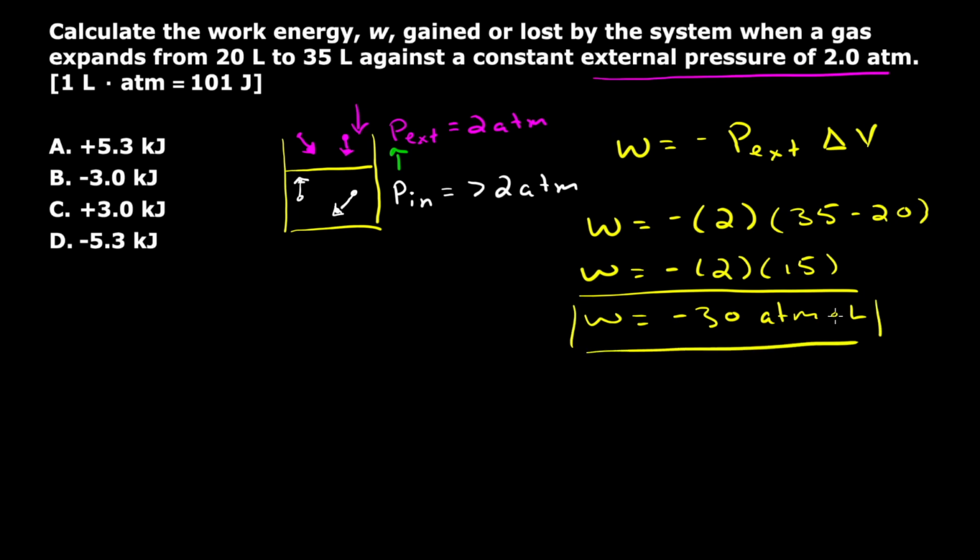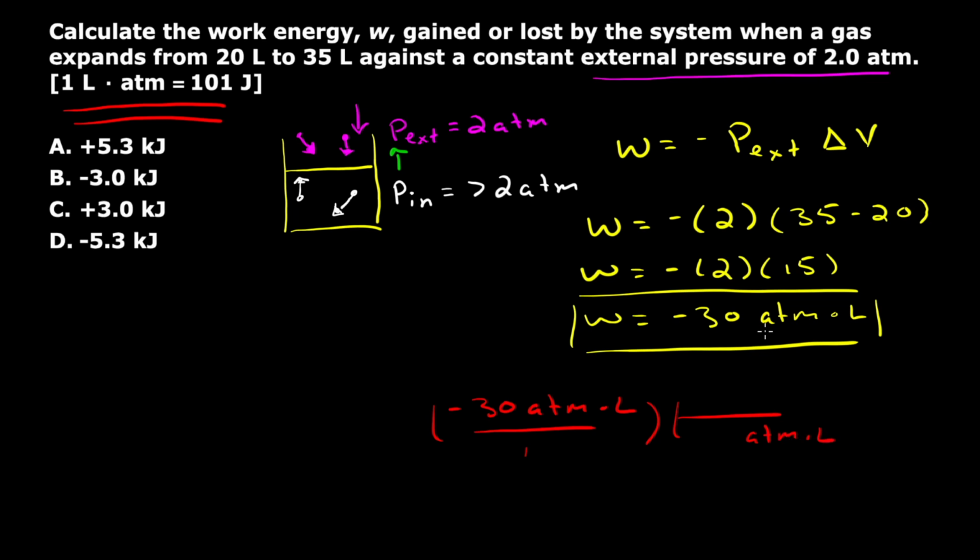But if you look, our answer choices are all in kilojoules. Now, they give us this conversion factor right here. So I'm going to convert this number to joules. I'll take this negative 30 atmosphere-liters and put that over 1. Then I'll put the atmosphere-liters on the bottom and the joules up top. The reason I put the atmosphere-liters on the bottom is so that it can cancel with this and this.